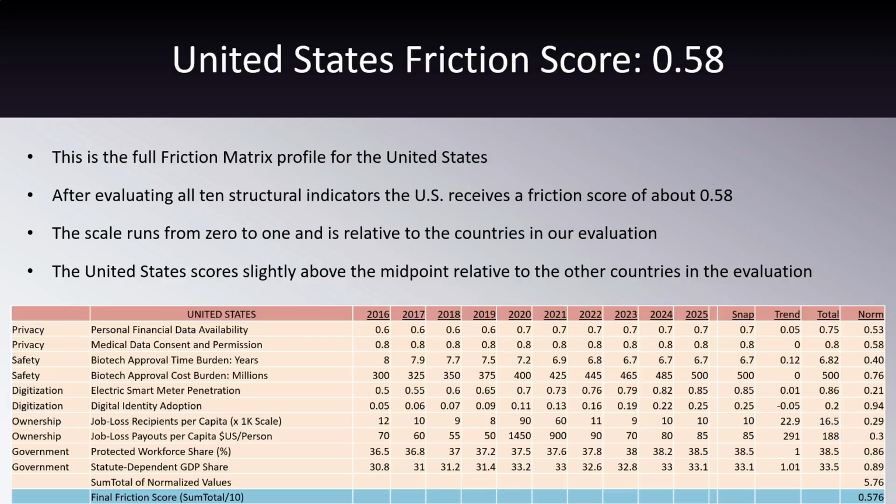The United States scores slightly above the midpoint, relative to the other countries in the evaluation. But we have to look inside the metrics to see that some parts of the system support rapid technological change, while other parts introduce structural resistance that could slow large-scale AI adoption.